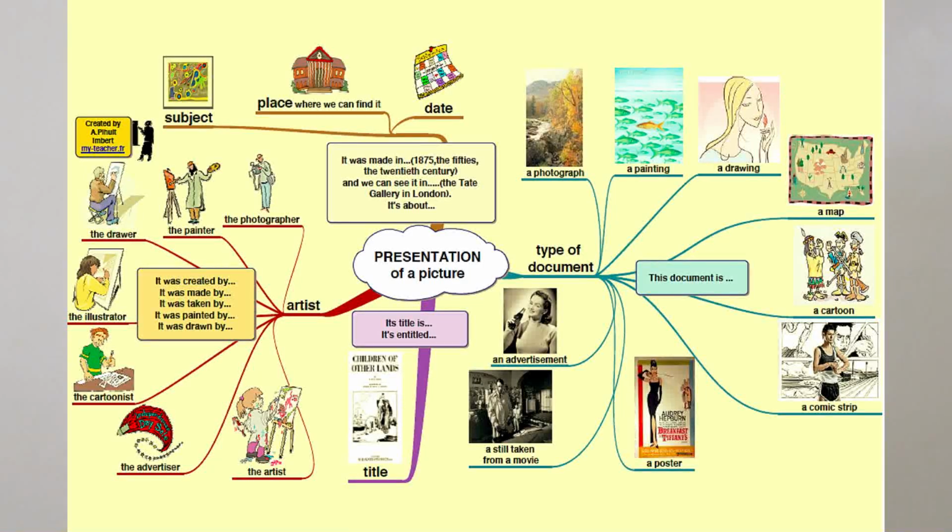Now, as you can see here, to write a presentation about a picture, first you have to identify the type of the picture, whether it is a photograph, a painting, a drawing, a map, etc. And also a title, the title of the picture, if there is any. Also the artist, and date, place, and subject. As you can see here in the photo, there are some expressions included there that can help you start writing a presentation of a picture.